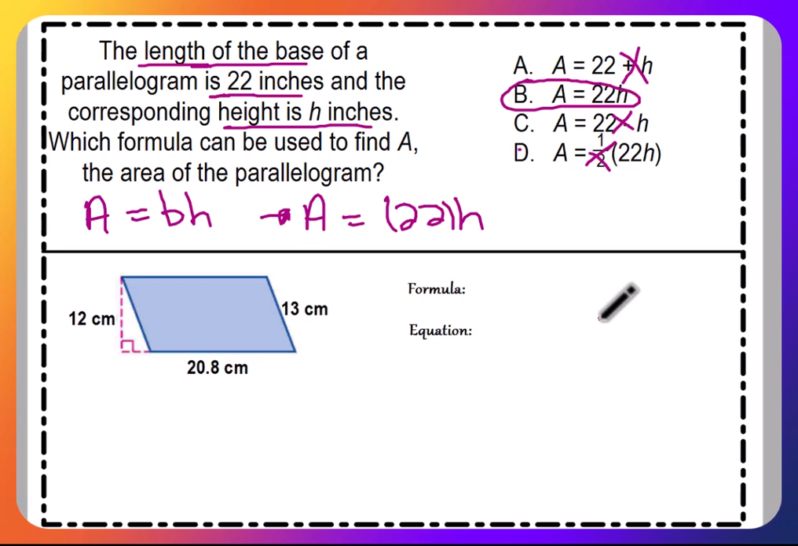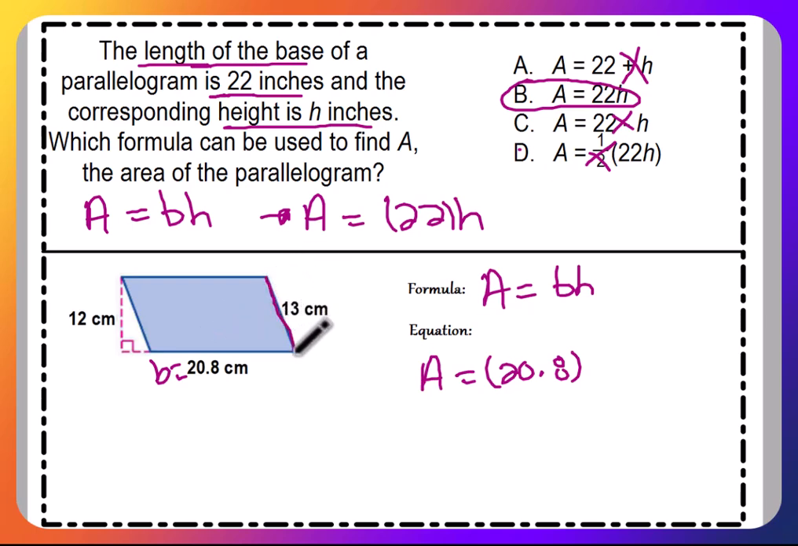Okay, let's go ahead and do our practice problems. Formula: area equals base times height. Equation: the area is what we're looking for, so it's going to remain an A. The base is the bottom length, right here, 20.8, and multiply it by the height. So I have two other numbers. One of these is the height. The 13 centimeters is the side of the parallelogram, which is not straight, so it cannot be the height. The height is going to be this outside straight line that is perpendicular to the base, so this is the height, 12. So 20.8 times 12.